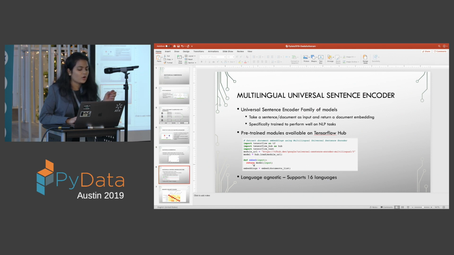So you just say model input, and then whatever documents list you have, you pass that as a parameter to your embed function. So it's as simple as that. You don't have to figure out how to train your model or even get a lot of training data. So it's very useful, but I will also say this is a little computationally expensive model.